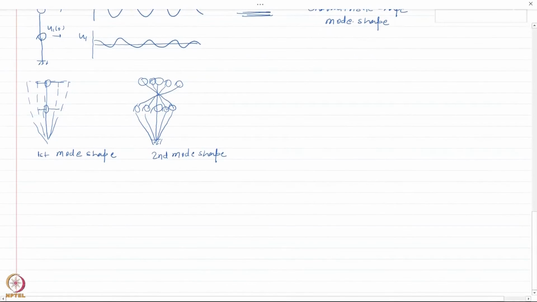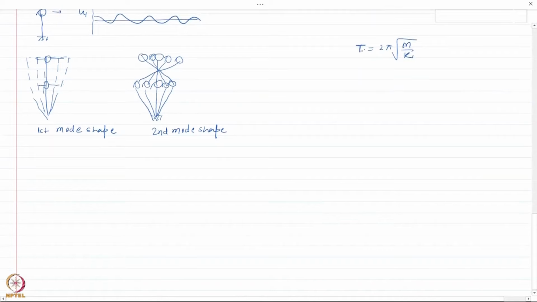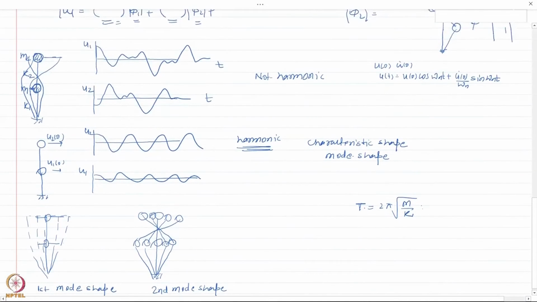Now, we defined for a single degree of freedom system the natural time period as 2 pi under root m by k. The question comes, how do we define it, since analytically we said that it is the time taken to complete one cycle of vibration. Now, as I said, in general the resulting motion here is not harmonic, right? So how do we define this time period for a multi-degree of freedom system?